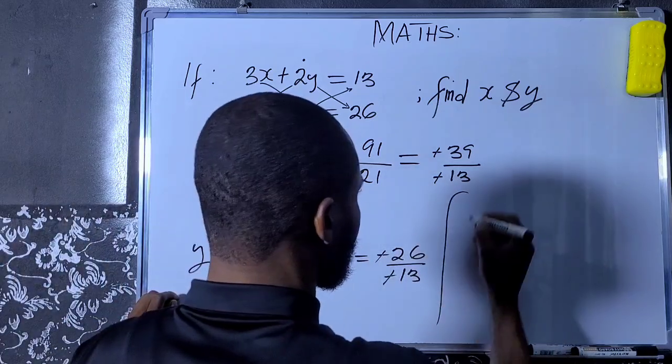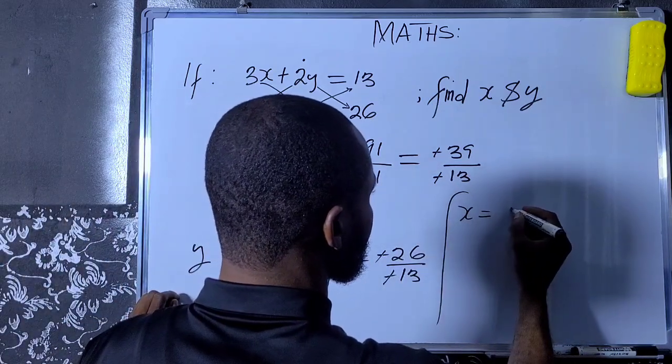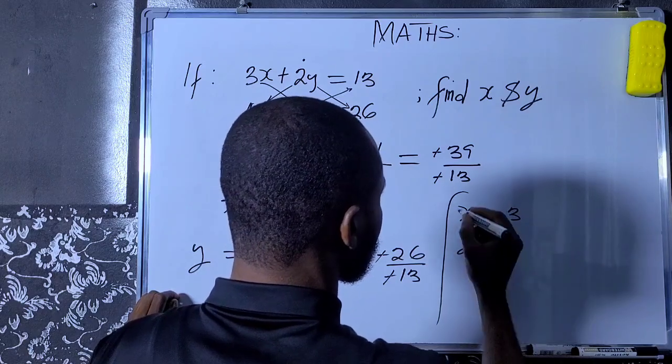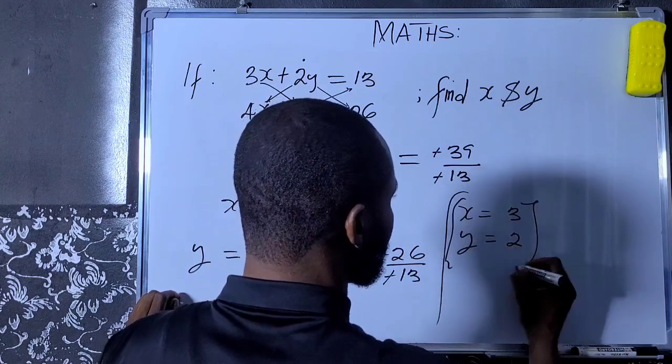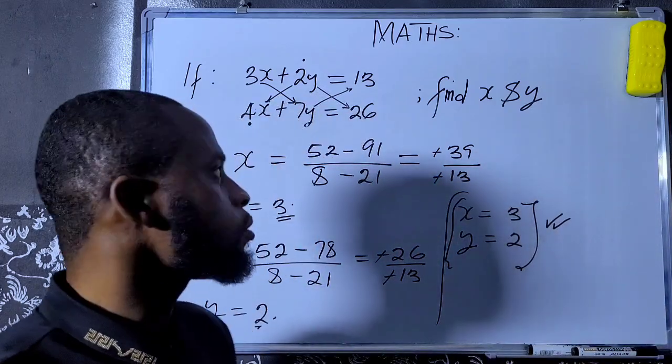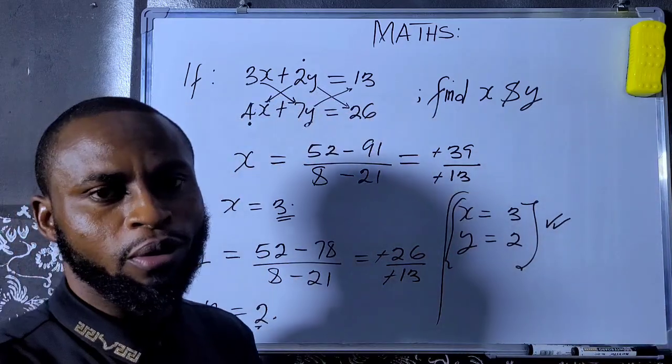Therefore, x equals 3 and y equals 2, and these are the possible values of x and y that will satisfy this equation here on the board.